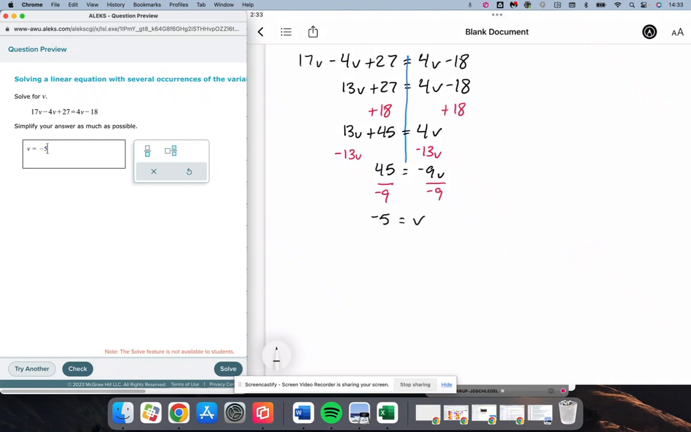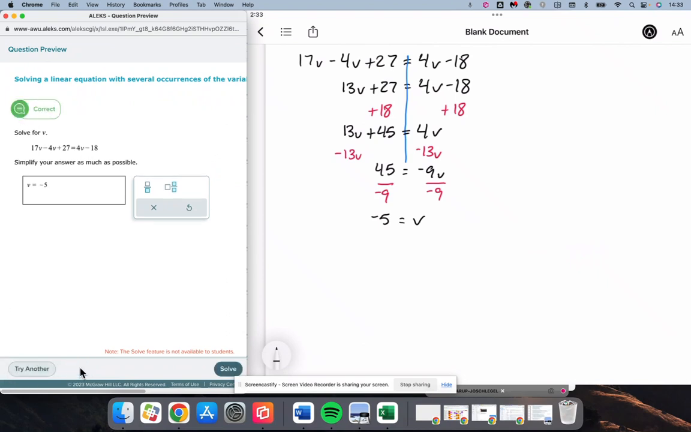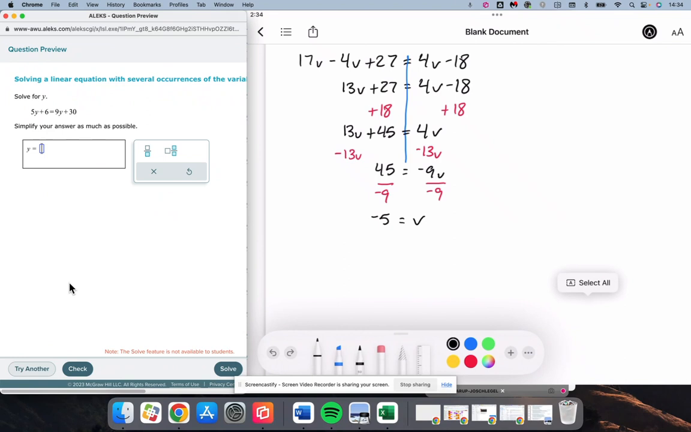So again, please don't start inventing rules and this kind of stuff. If you did subtract that 4v, recognize that you would be left with 0 on that side. It would not turn into something that would say 9v equals 45. Never going to work. So keep your line down the middle, keep things organized, and remember our goal is to get variables on one side, numbers on the other side. All right, moving on to the next.